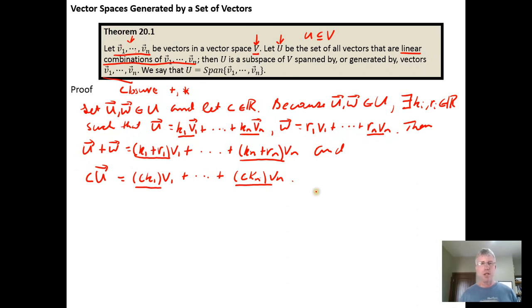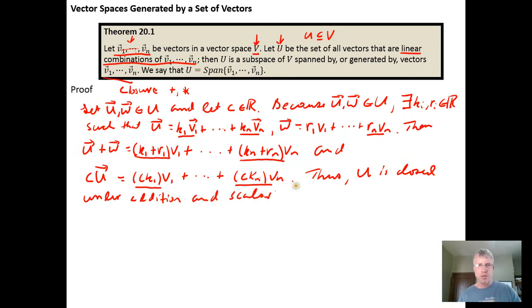So that tells us that U, the set of all possible linear combinations of these n vectors from vector space V, is closed. So thus U is closed under addition and scalar multiplication. So U is a subspace of the vector space V. And remember, if you're a subspace, then you are a vector space in your own right.